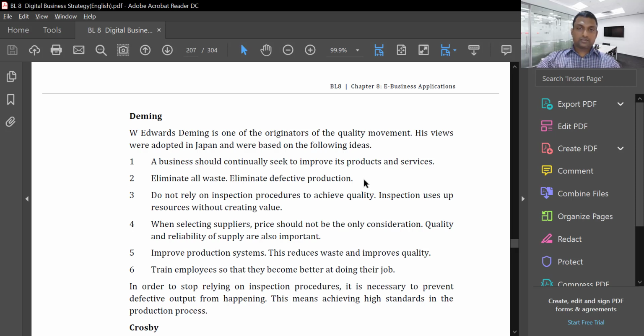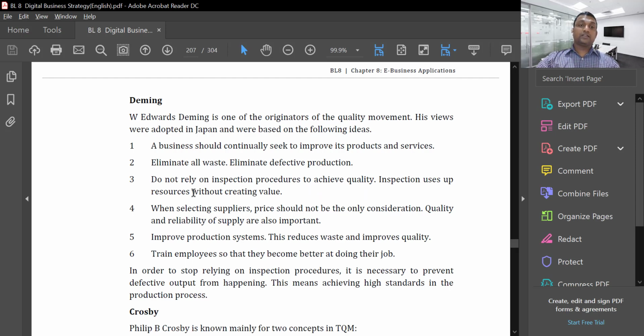Second one is eliminate all waste. There should not be any waste, and there cannot be any defective products in the production. So that is the second idea. Third idea, do not rely on inspection procedures to achieve quality, and inspection uses up resources without creating value. So all the time do it right. Don't wait till the QA team catches a fault.